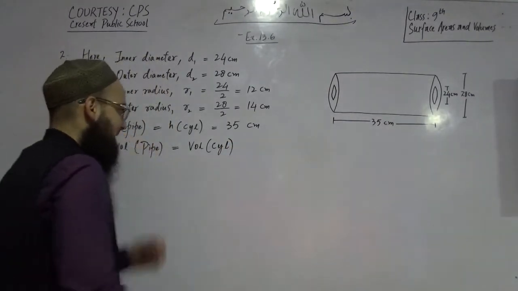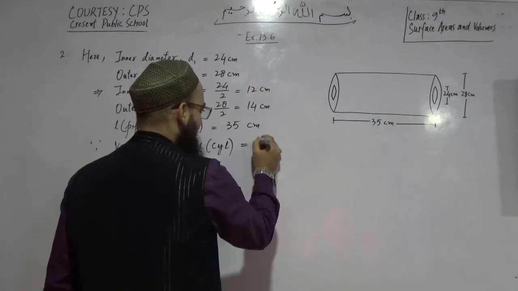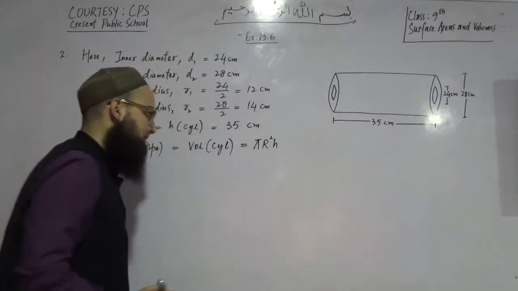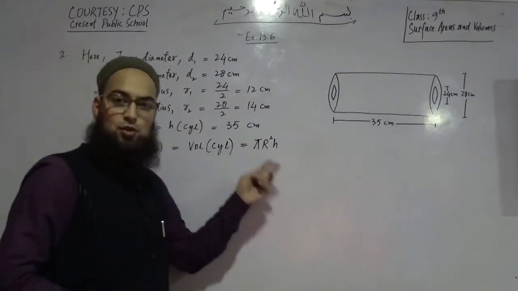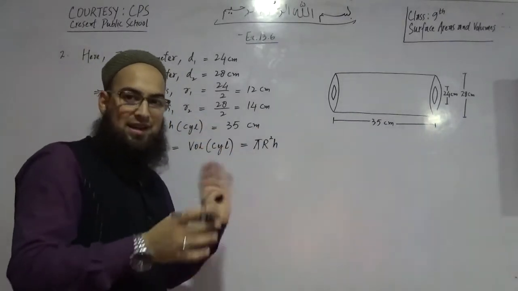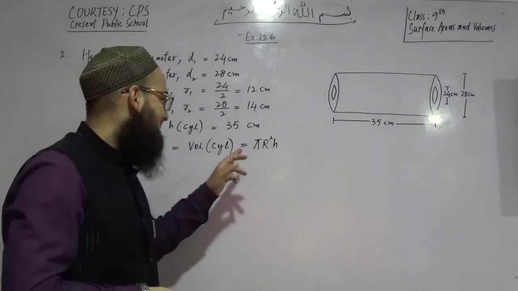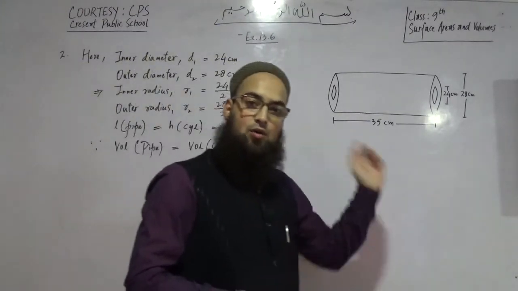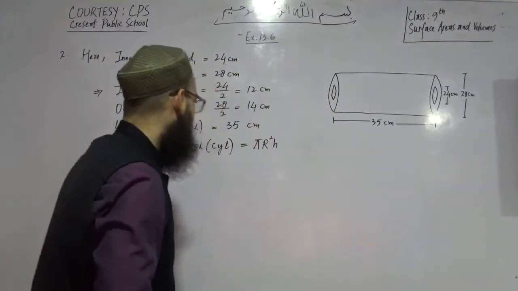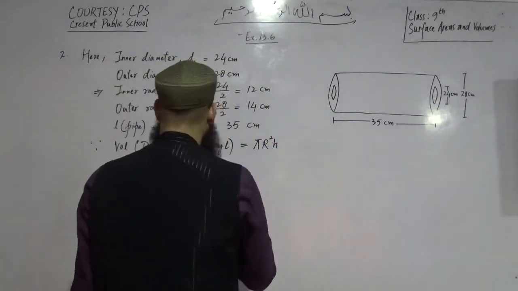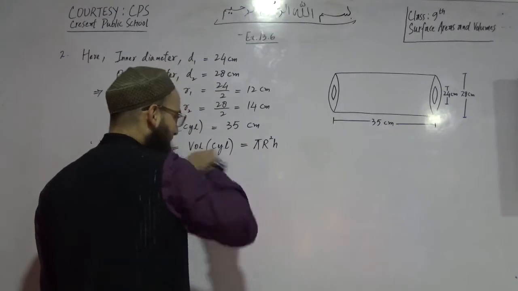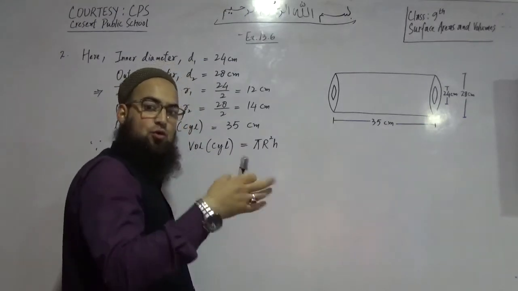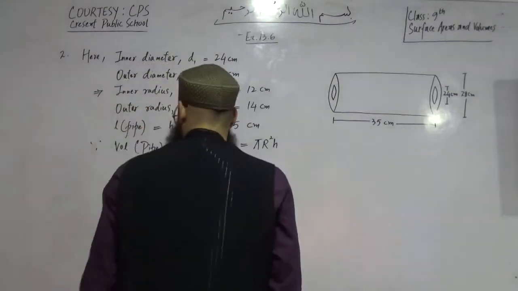Volume of cylinder is equal to pi r square h. Since we have outer and inner radii, at that time we take capital R, and capital R is equal to outer minus inner. You know that. So pi r square, where this r is the combined outer and inner radius.